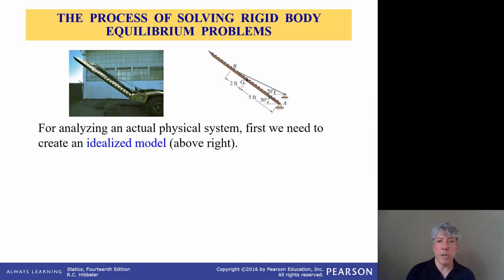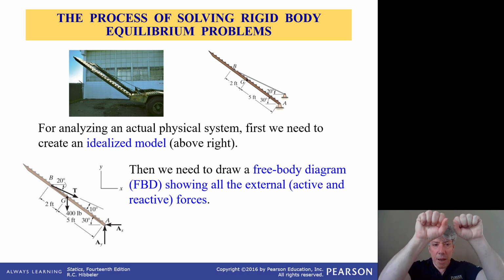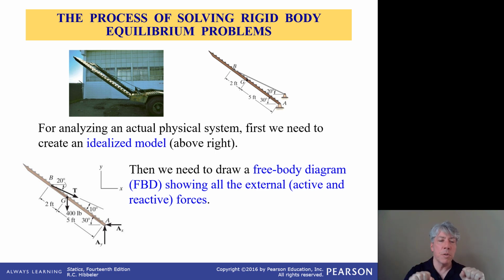So the first thing to do is create an idealized model, and that's been done for the ramp here. Second, draw the free body diagram showing all of the external forces, so all the active forces and all the reactive forces. For example, the weight at G is an active force, an external force that's applied to it. If you grab onto the end of the ramp and hang on it and do some pull-ups on it or something, that is also an active force.